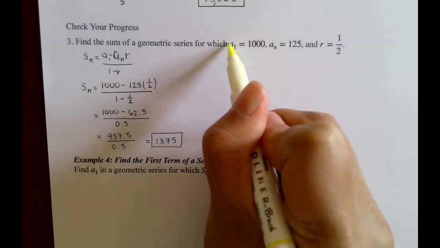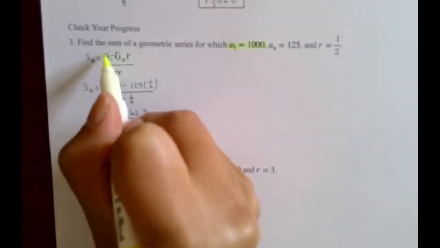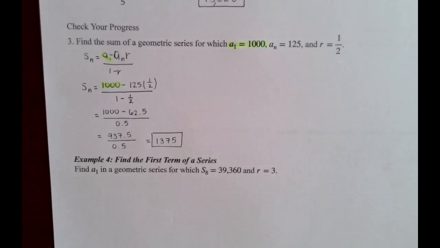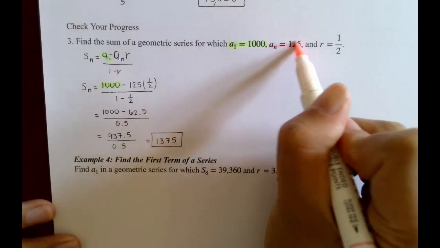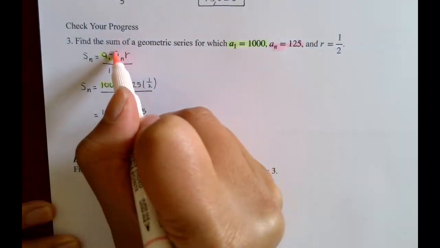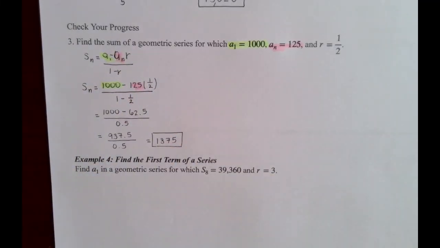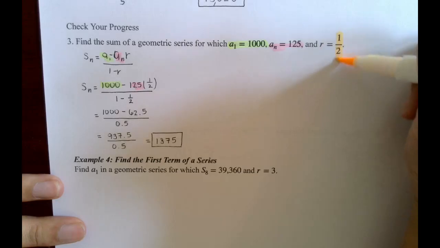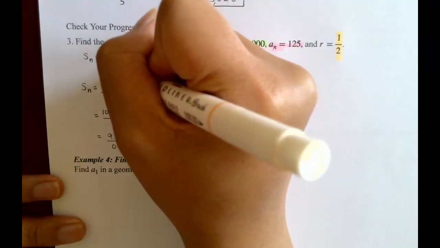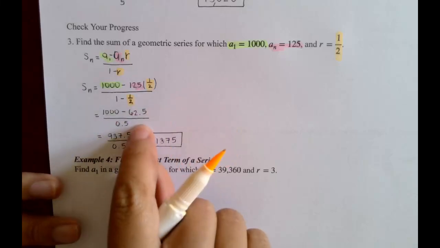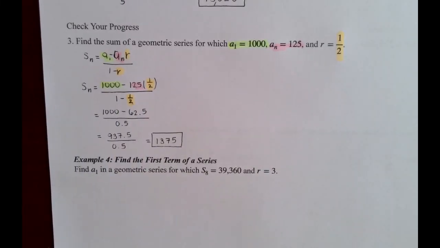So I know the first term, a sub 1, is 1,000, so I plug that in for a sub 1. I know that the last term in this sequence is 125, so I'm plugging that in for a sub n. And the common ratio is 1/2, so that's plugged in for r. Half of 125 is 62.5. I decided to do it as a decimal because I didn't want to deal with fractions above and below.